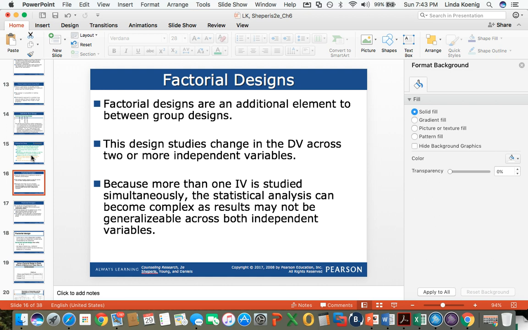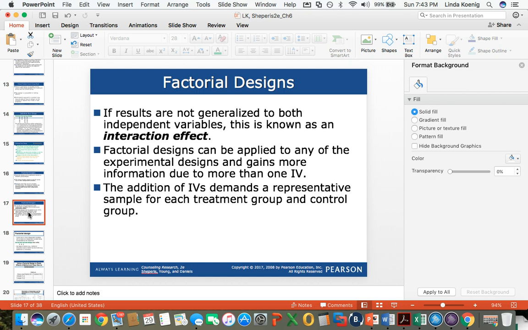So if we have two independent variables, we could have smoking and we could have weight, and the dependent variable then would be health. Because we have more than one independent variable and we're trying to look at both at the same time, the analysis is going to be really complex, and the results might not generalize across both independent variables. So what do we do? How do we figure this out?